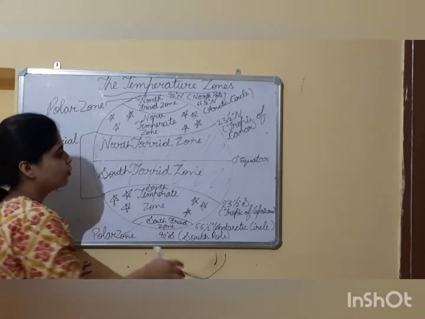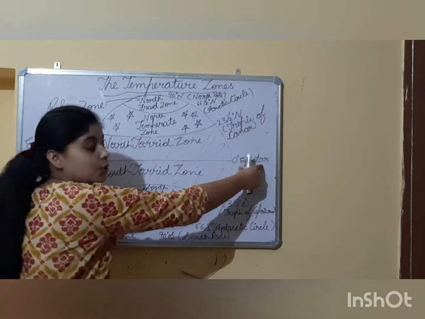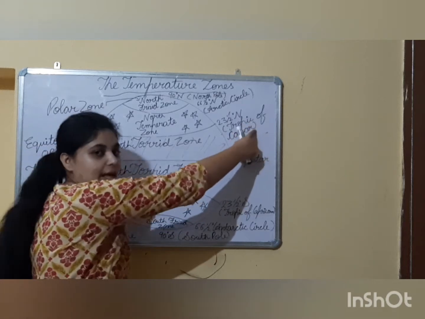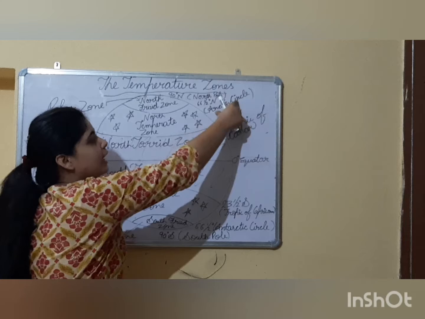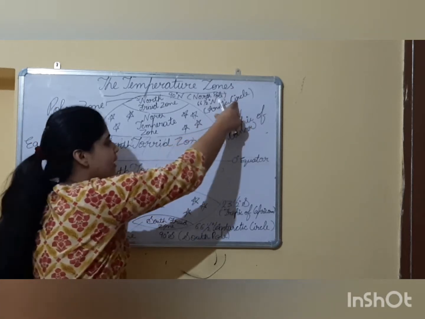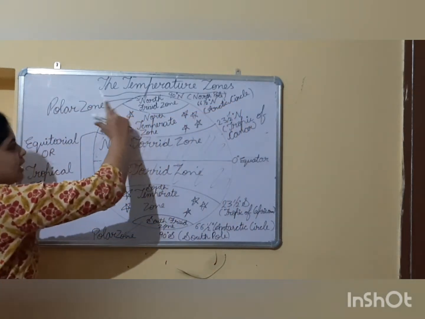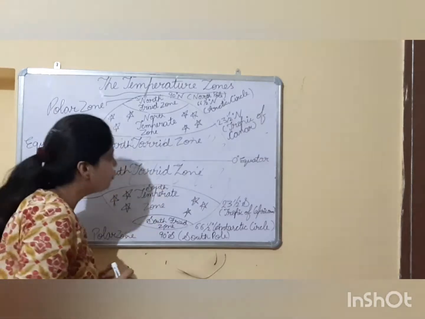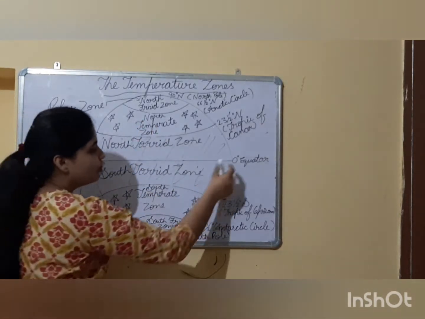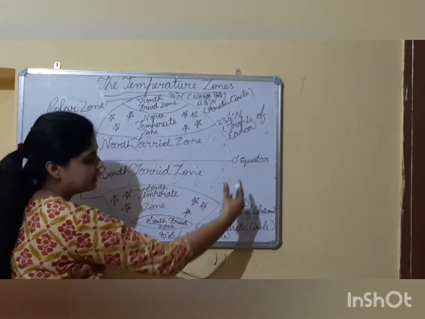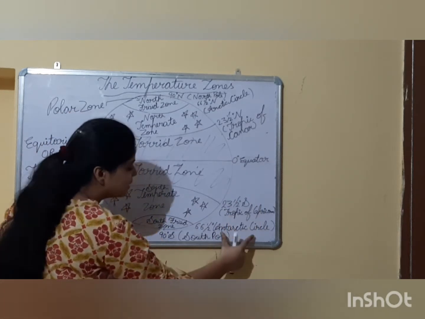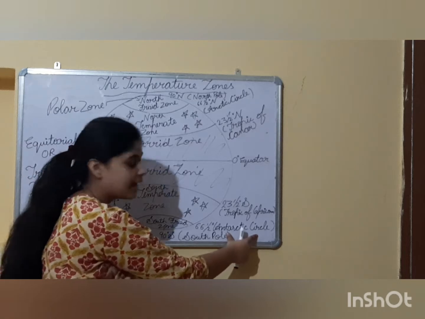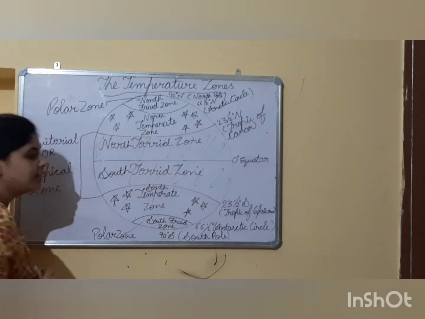Second is temperate zone. The area which lies between 23.5-degree Tropic of Cancer, to the north, and 66.5-degree Arctic Circle. This area lies under the temperate zone. And next, if you look from equator to the southern side, between 23.5 degrees south, Tropic of Capricorn, and 66.5 degree Antarctic Circle, this comes under the temperate zone.